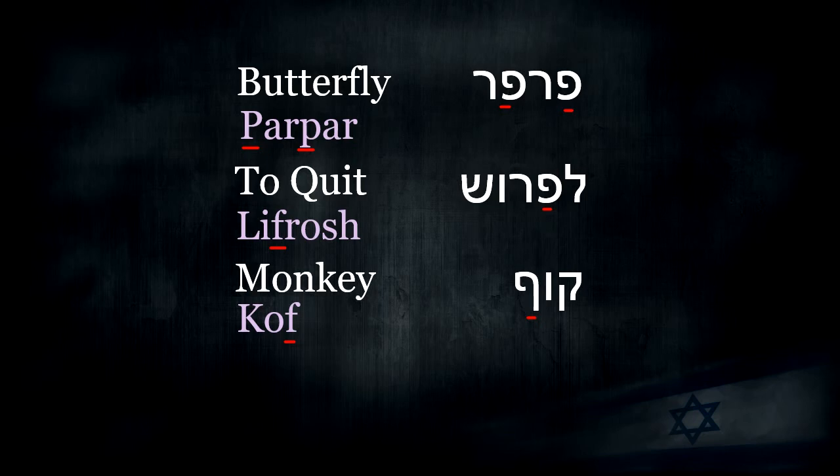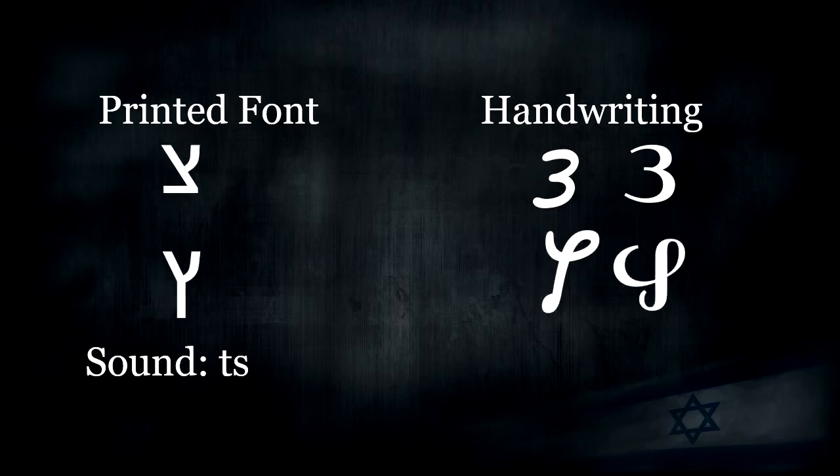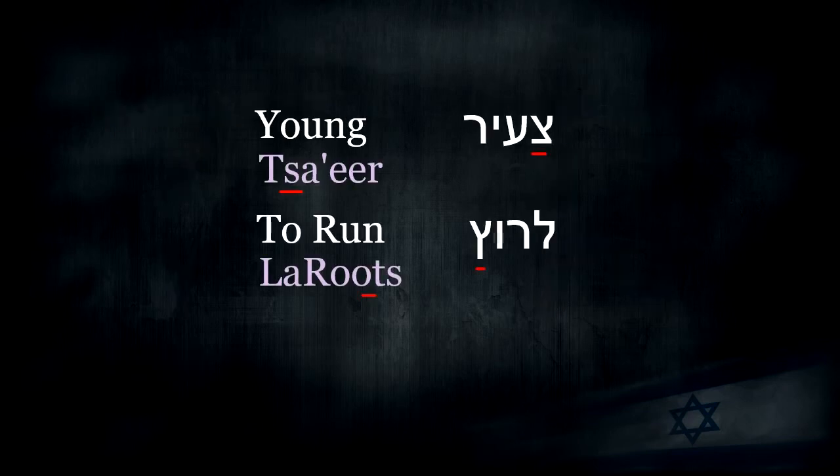Kof, that means monkey. Tzadik. It makes the sound of T and S combined. Tz. At the end of the word, it's written like this. For example, tzair, that means young. Lahutz, that means to run.